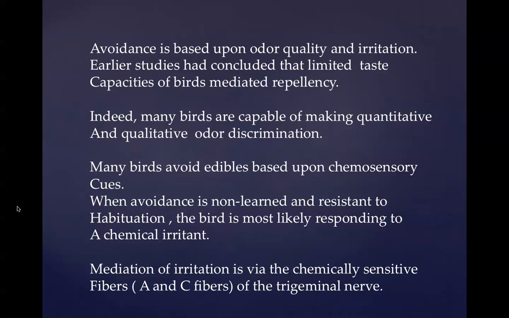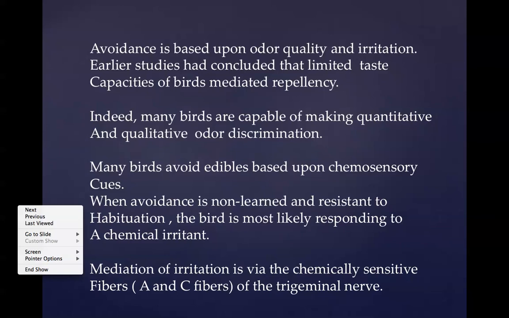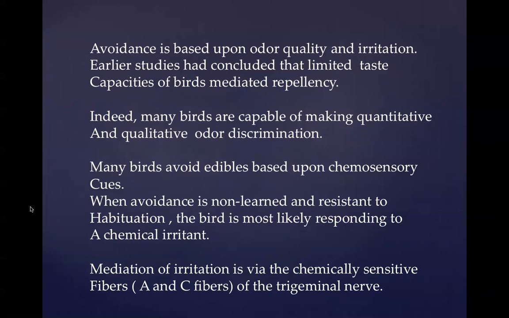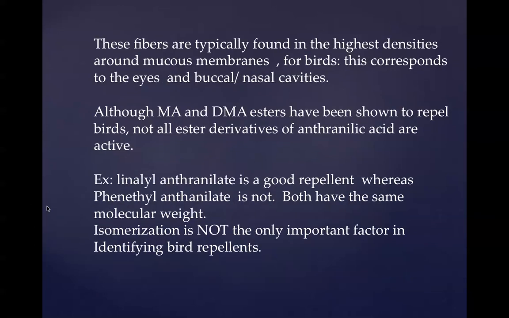When avoidance is non-learned and resistant to habituation, the bird is most likely responding to a chemical irritant. How does this irritation occur? Well, mediation of irritation is via the chemically sensitive fibers, A and C fibers, of the trigeminal nerve in the birds. These fibers are typically found in the highest densities around mucous membranes. For birds, this corresponds to the eyes and buccal nasal cavities.